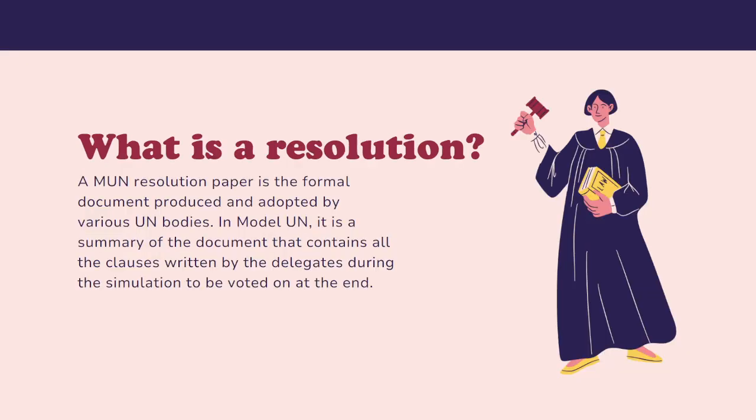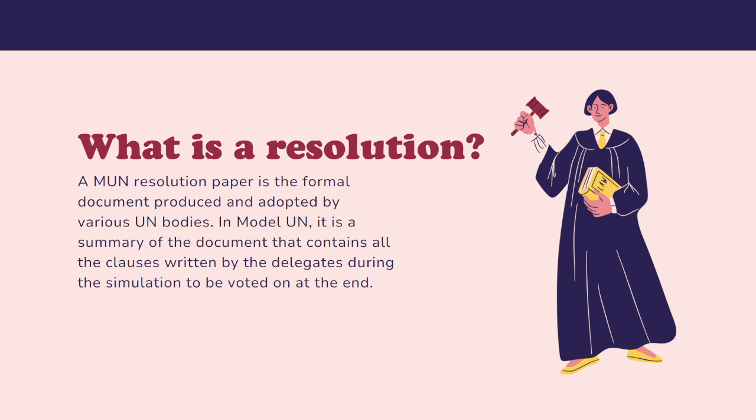First of all, you should know what a resolution actually is. An MUN resolution paper is the formal document produced and adopted by various United Nations bodies. In Model UN, it is a summary of the document that contains all the clauses written by the delegates during the simulation to be voted on at the end. What this basically means is that a resolution contains two parts. It contains the preambulatory clauses and it contains the operative clauses.